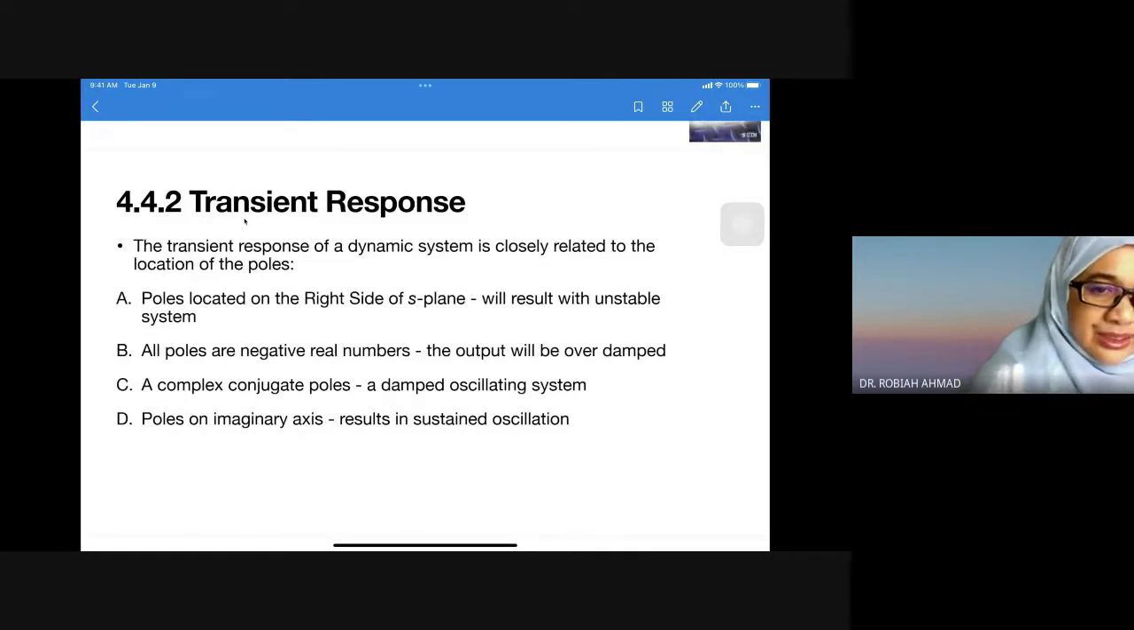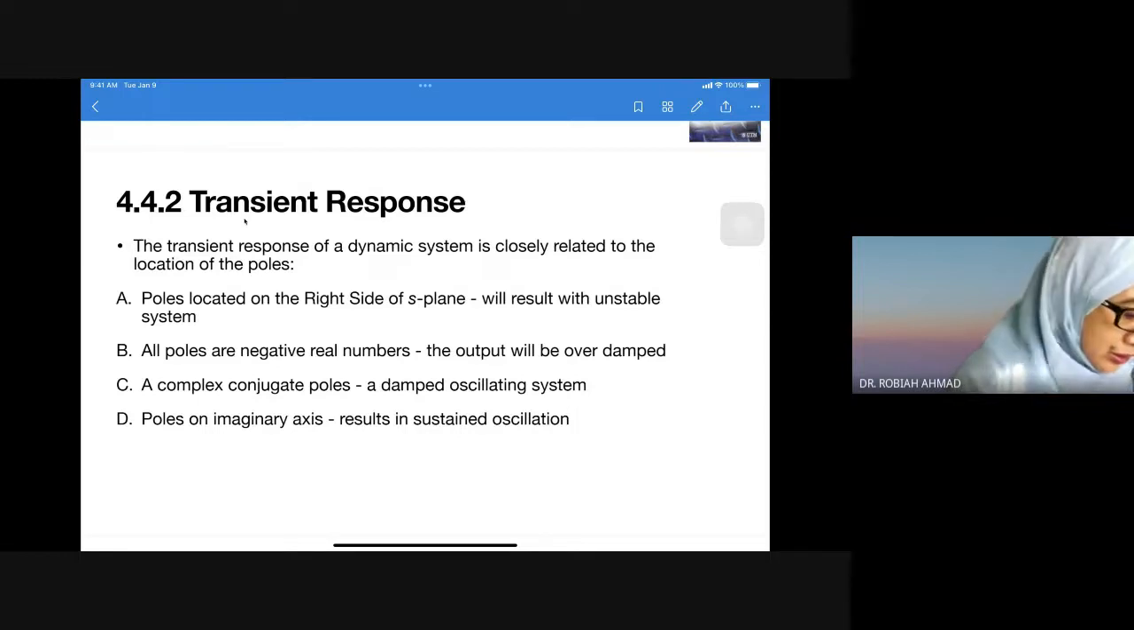The transient response of a dynamic system is closely related to the location of the poles. Poles we learned previously, poles located on the right side of the S-plane will result in an unstable system. This one you learned during topics on stability. And if all poles are negative real numbers, the output will be overdamped. Complex conjugate poles give a damped oscillating system, and finally poles on the imaginary axis result in sustained oscillations.